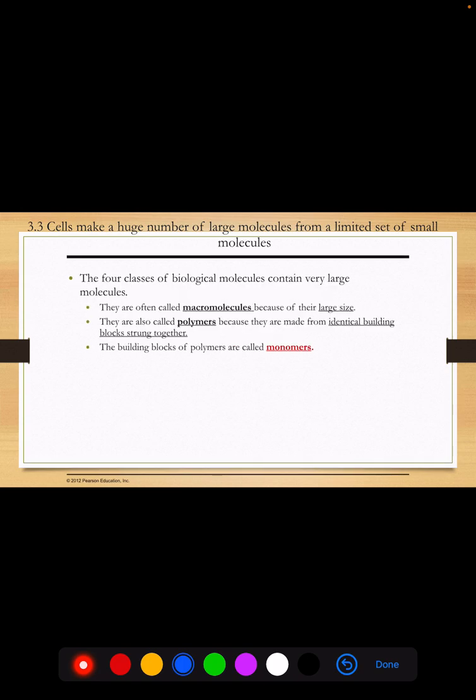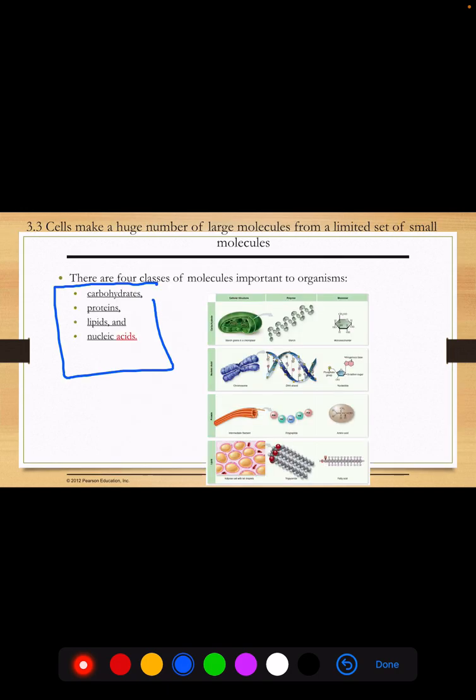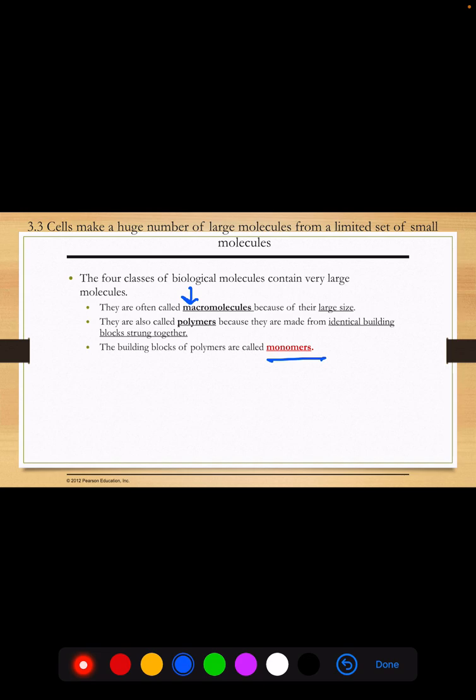The 4 classes of biological macromolecules contain very large molecules, which is why I referred to them as macro, meaning big. They are also called polymers. Poly means many. Those large molecules are generally made from what we call monomers. Monomers are smaller blocks. So we're going to put those monomers together to get these polymers.